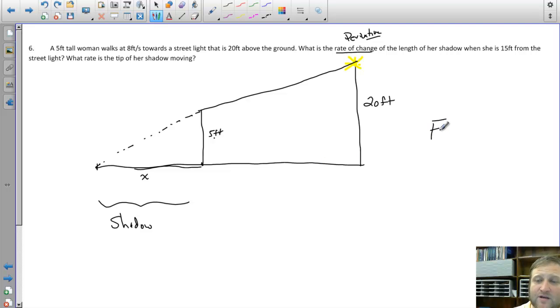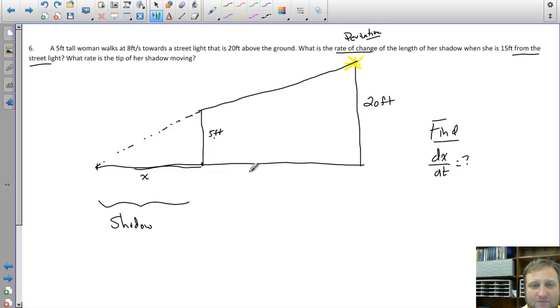So we're going to be finding dx over dt. We are looking for the rate of change of her shadow with respect to time at the specific instance when she is 15 feet from the street light. So again, this is not permanent. This is at one instance.